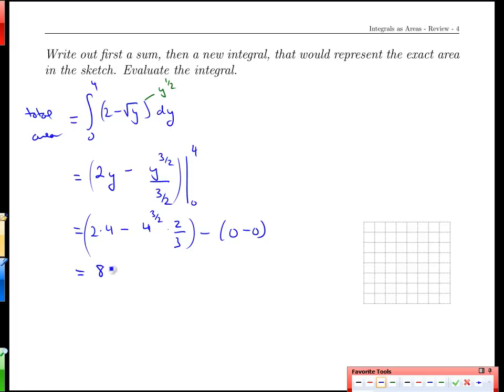Then we get 8 minus 4 rooted as 2, so this is actually 8 times 2 over 3, and that's 8/3. What have we got? 8 minus 16/3. And if you do the calculation in your calculator or put them on a common denominator, either way, you will end up with 8/3 square units.